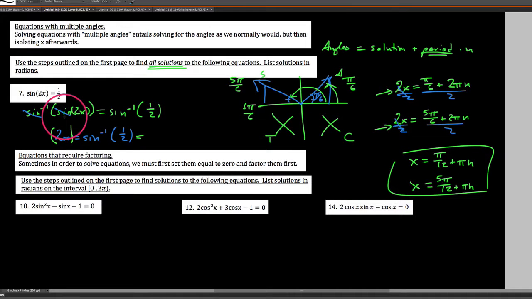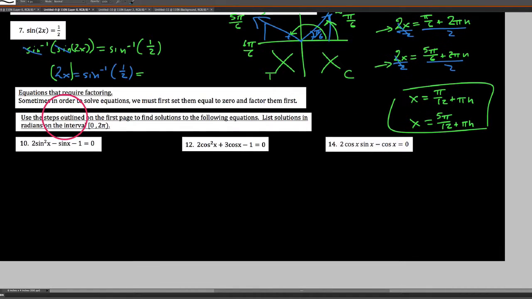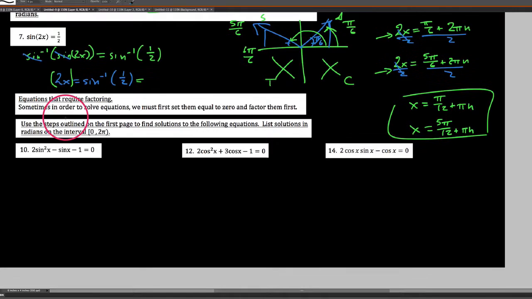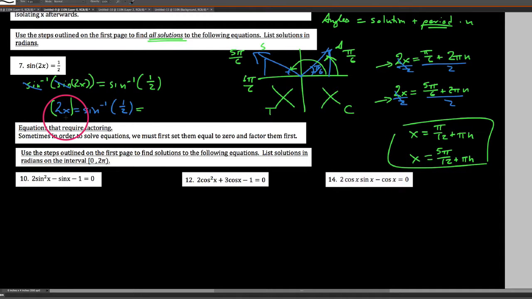Okay. So let's take a look at these equations down here. You'll notice that I already titled these equations that require factoring. Sometimes in order to solve trig equations like you're seeing here, we're going to end up having to factor, because looking at, say, numbers 10 and 12 here, we have a sine squared and a sine to the first. It's just really impossible to isolate sine just by manipulating terms. We're going to have to factor this here.